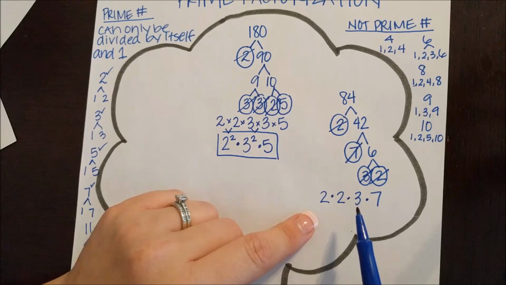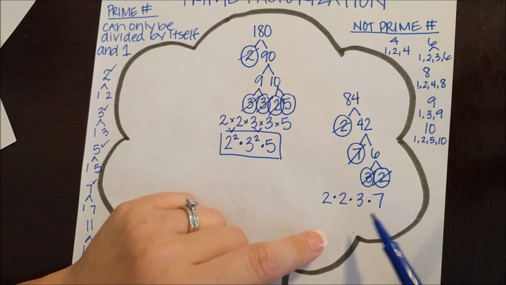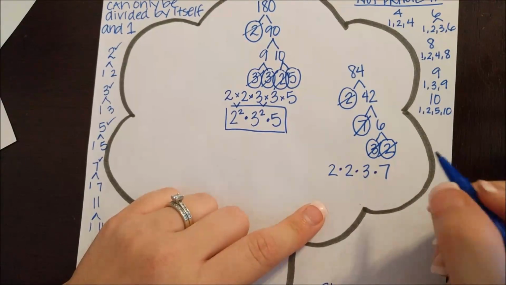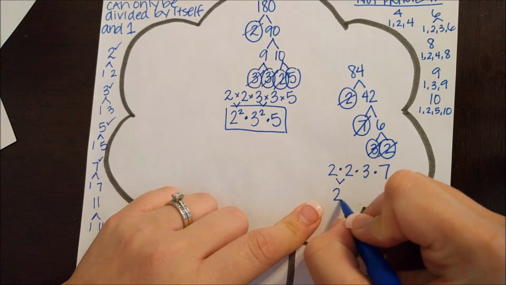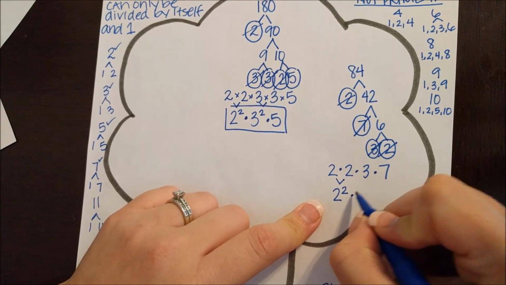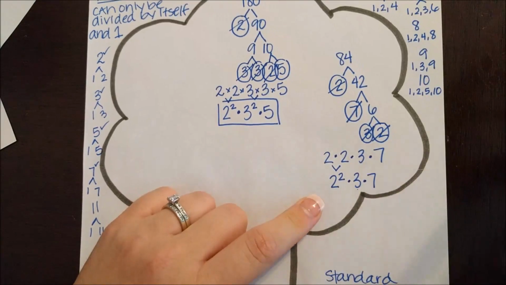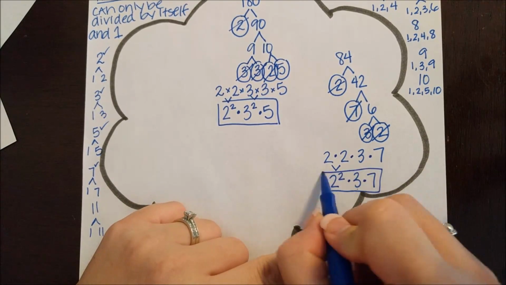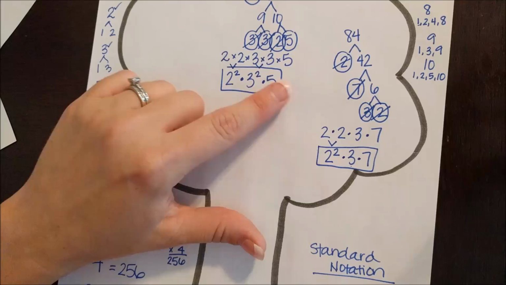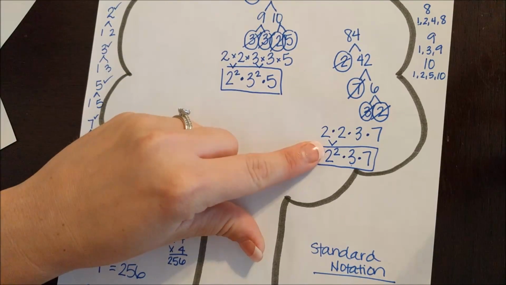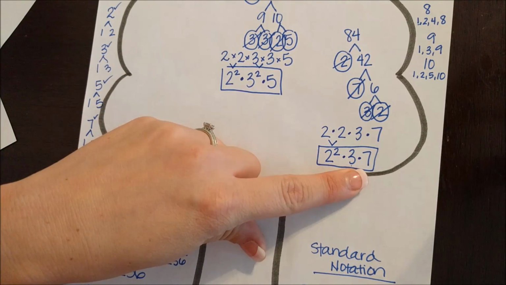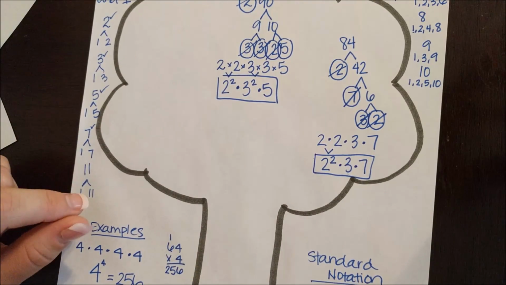So now that I have my standard notation, now I'm going to write it in exponential notation. So 2 times 2 is 2 squared times 3 times 7. There's my final answer. So the prime factorization of 84 is 2 squared times 3 times 7. Let's do one more example.